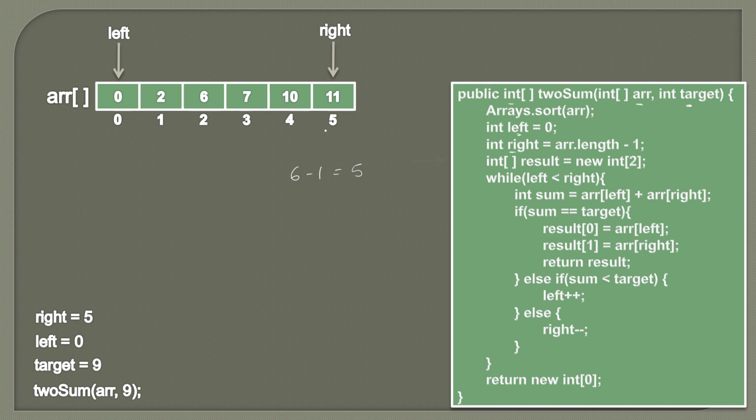Moving ahead. Now, as we want to return the pair, we create a result array which will only take two values. So this is the result array. By default the values will be 0, 0 because we are taking an integer array. Moving ahead. Now here we actually did two things. First we sorted the array in ascending order. Then we created two pointers, left and right.